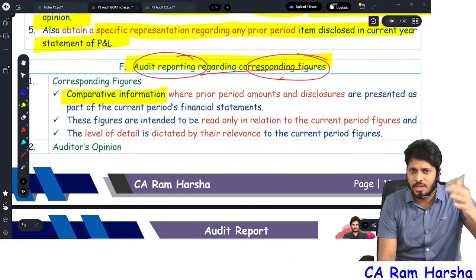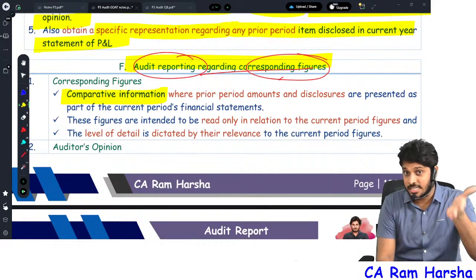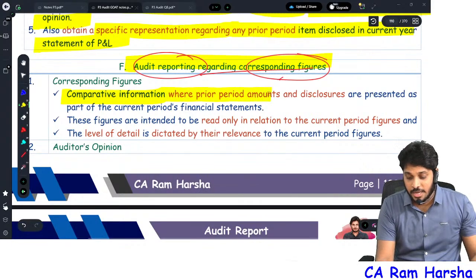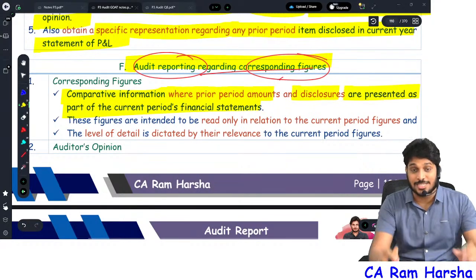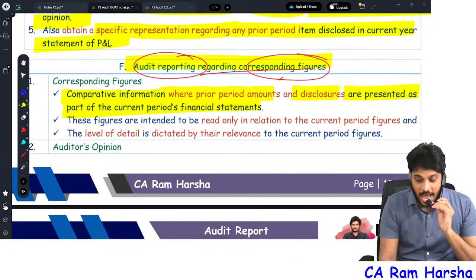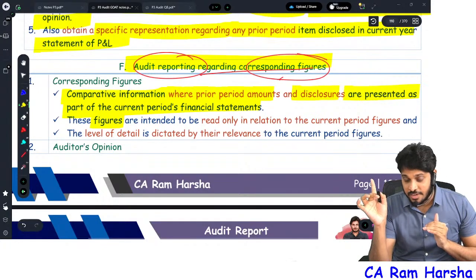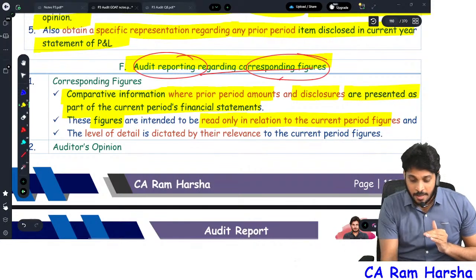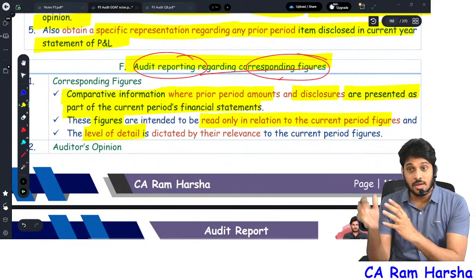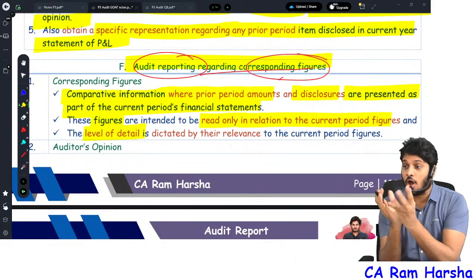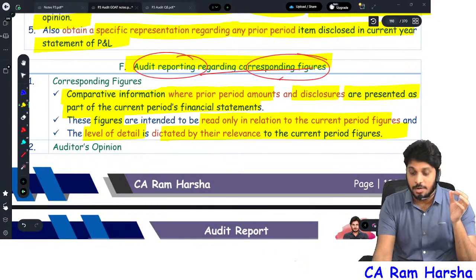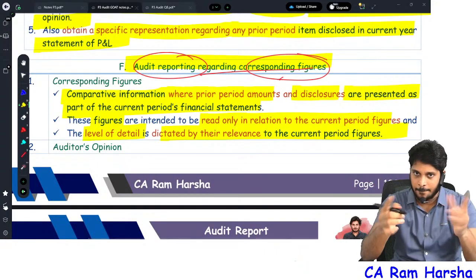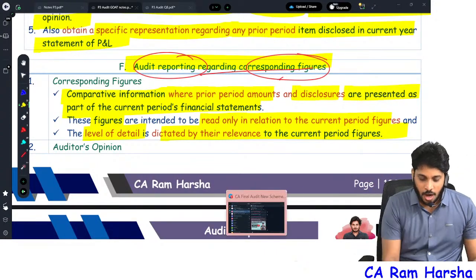By the way, corresponding figures are nothing but comparative information only, where prior period amounts and disclosures are presented as part of the current period financials, and these prior period figures you should read only along with the current period figures. How detailed the last year figures are, how much depth you will show, is decided by the relevance to the current period. This is the corresponding figure.